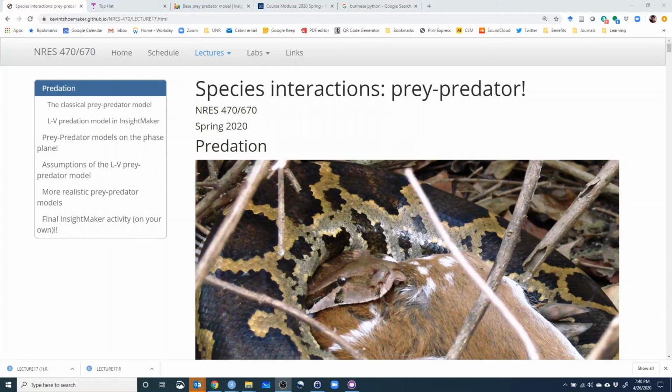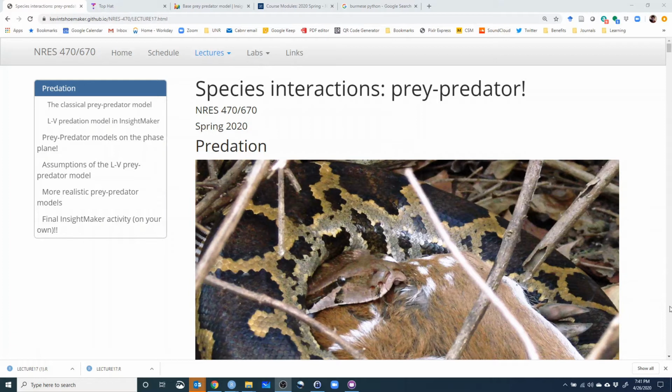Like I was saying, last week we were talking about competition. It's a type of species interaction where species are competing with one another and neither species benefits from the other species being around. They're both using up resources that could be otherwise used by the other species. Now, prey-predator interactions are a little different.